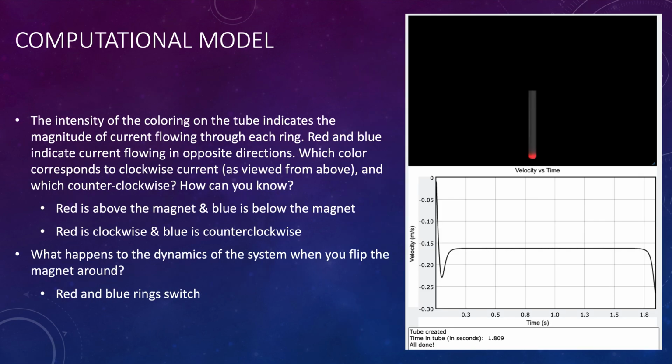And then for my computational model, I had red above the magnet and blue below the magnet. And then from here, you could just use Lenz's law, where you put your thumb in the direction of negative dB/dt, and your fingers curl in the direction of the curly E field. So we know that red is clockwise and blue is counterclockwise, just by using Lenz's law. And then if you flip the magnet around, you could just use Lenz's law again. So I just did this on paper, but essentially the red and the blue rings just switch.